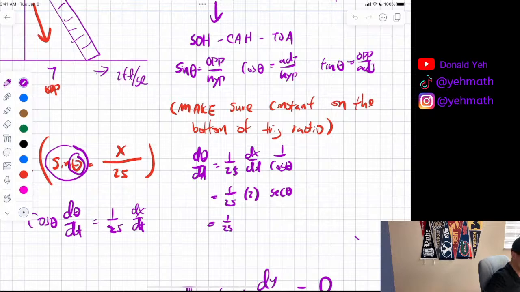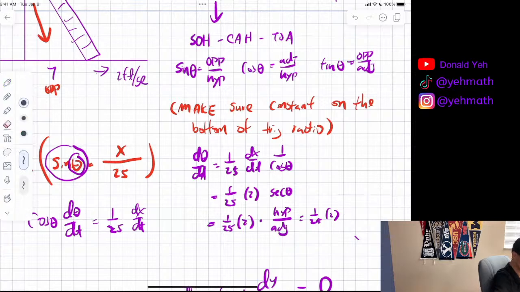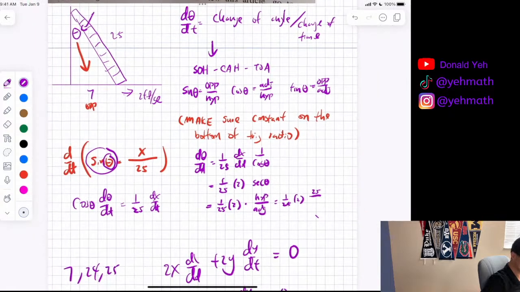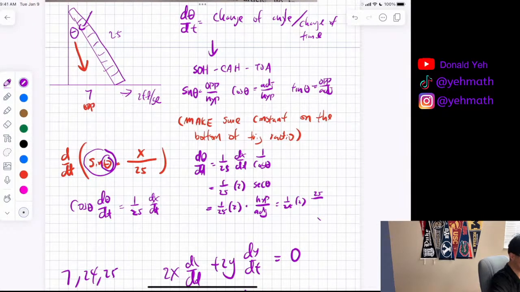What do you know about secant? It's going to be hypotenuse over what? Adjacent, right? So 1 over 25 times dx dt. What is hypotenuse in this case? 25, good. What is adjacent in this case? It's the y, actually. Which we get from before: if this is 7, this is 24 because we're using the Pythagorean identity. So that's 24. Is that okay?